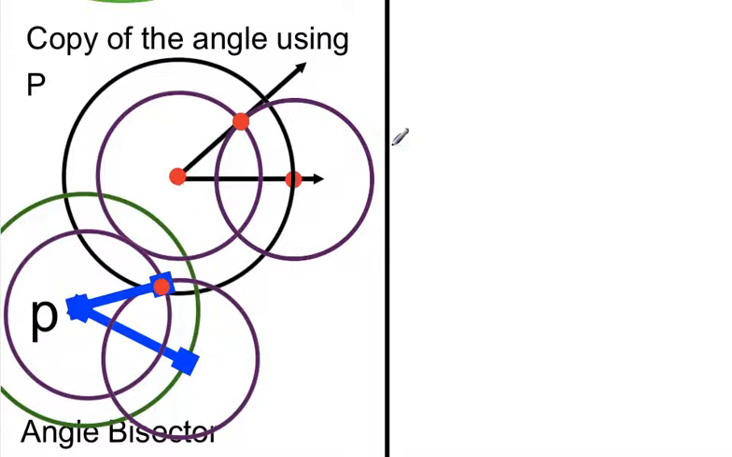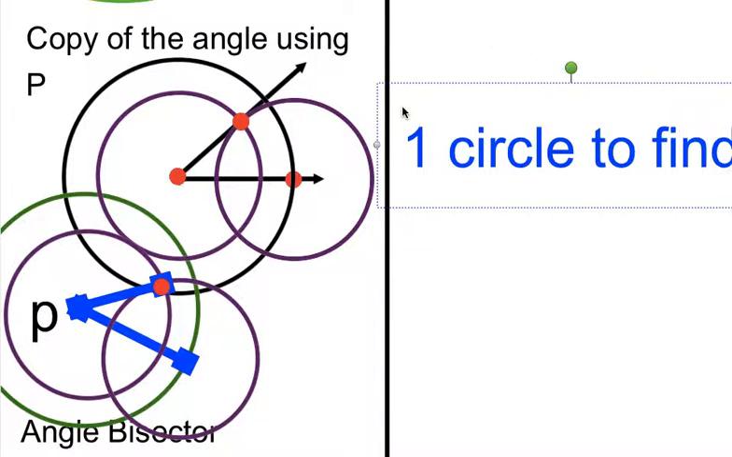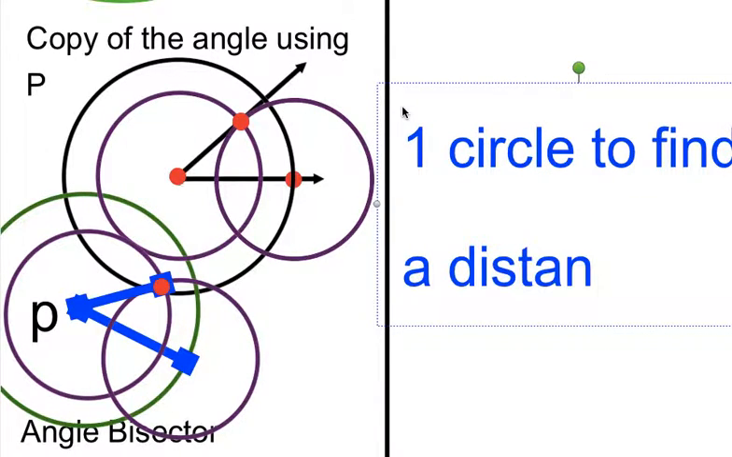So again, if you're tracking what I used here, I used 1 circle to find a distance, then 2 circles to fix a point.